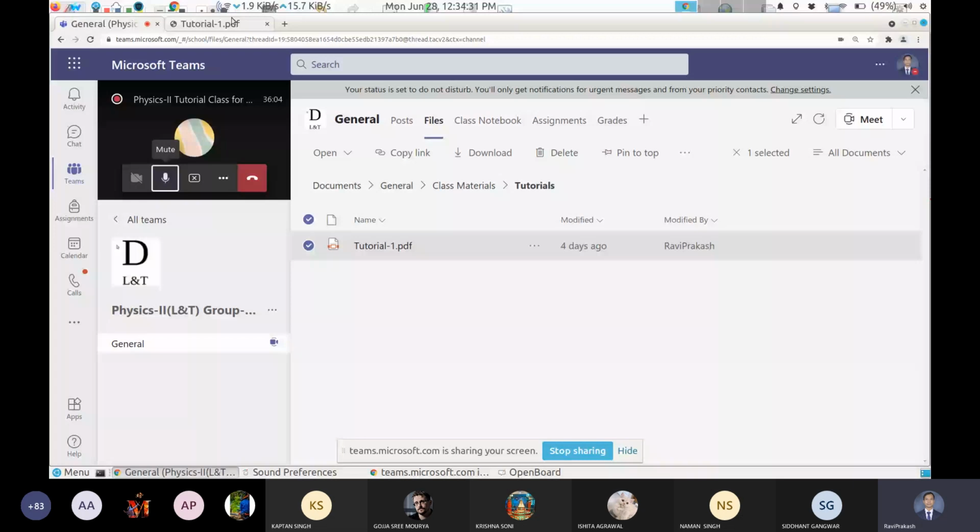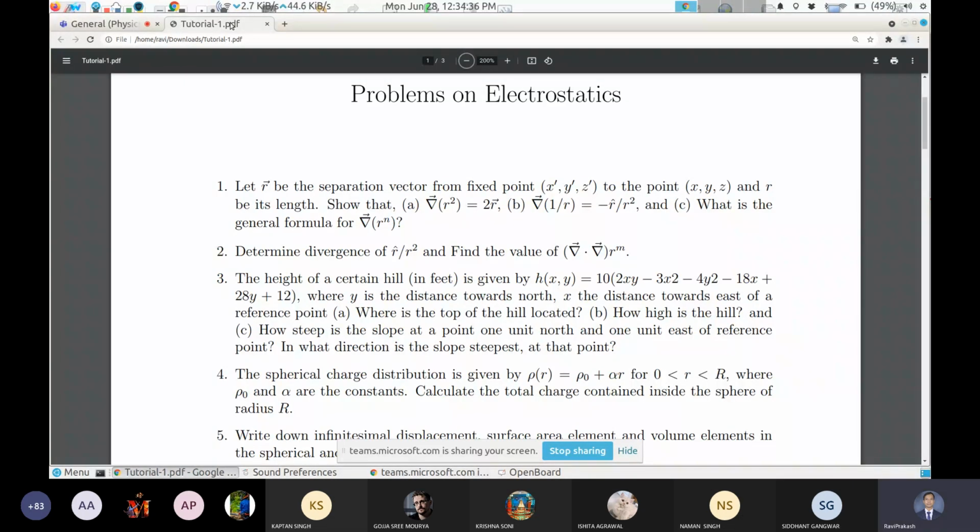How high is the hill? So once you know the point, you can calculate the height as well. How steep is the slope at a point 1 unit north? So 1 unit north means y is equal to 1, and 1 unit east means x is equal to 1. In what direction is the slope steepest at that point? So I hope you can calculate it also.